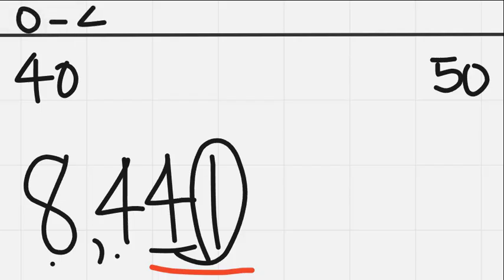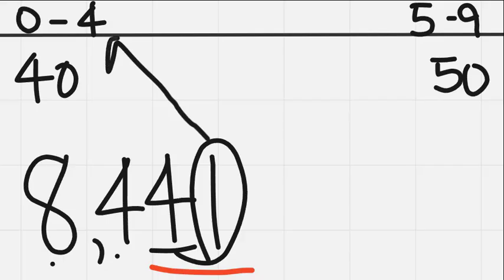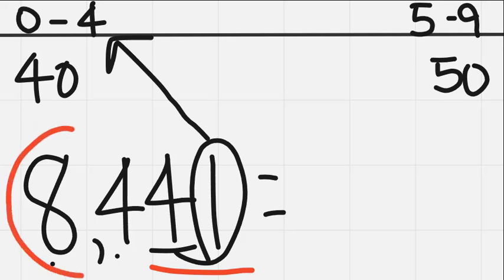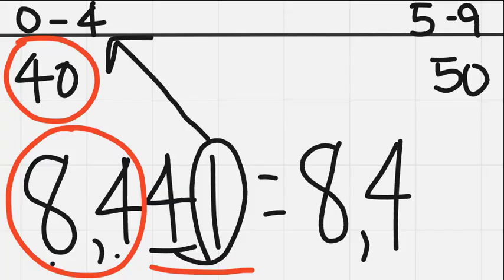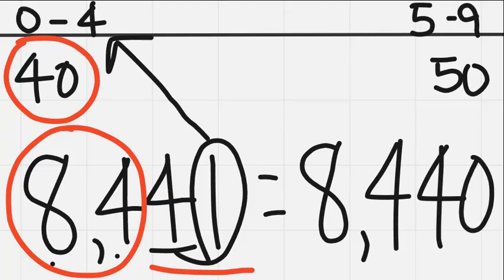0 to 4 rounds down. 5 to 9 rounds up. We have a 1 that is going to tell 41 to round to 40. So when we round 8,441, we're going to copy down these two numbers first, the 8 and the 4, and then we'll copy down the 40 because that's what 41 rounds to. So 8,441 rounded to the nearest tens is 8,440. Be sure to check your work.